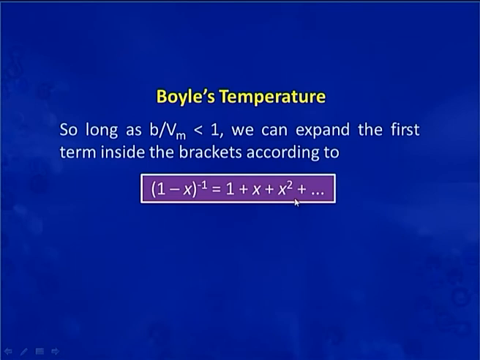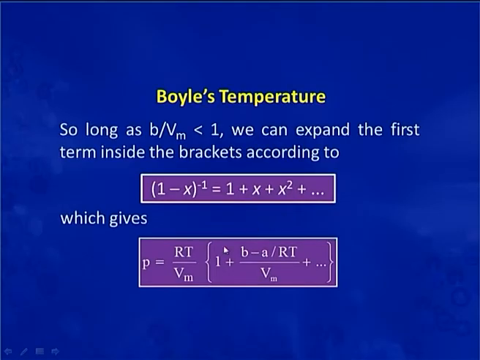So long as the value of b by Vm is very small, we can expand the first term inside the bracket. So, we can put here the power series, that is (1 minus x) to the power minus 1 is equal to 1 plus x plus x square plus x cube and so on. As you know, this is a power series. When you put this value here, it gives P is equal to RT by Vm into 1 plus (b minus a by RT) by Vm plus and so on.